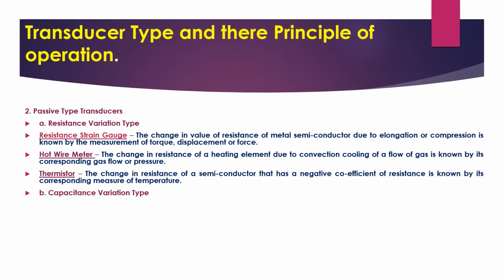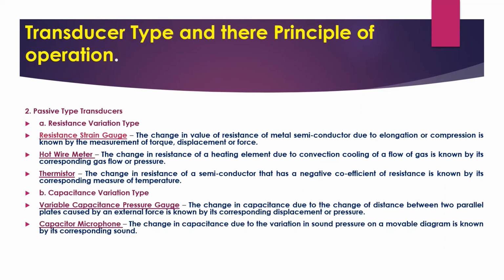Generally, what we can understand from the formula of capacitance is that capacitance C is inversely proportional to the distance between the two plates. By changing the distance between the two plates, D changes, and when D changes, C changes, and that phenomenon is used in capacitive type variation. The first one is the variable capacitance pressure gauge.